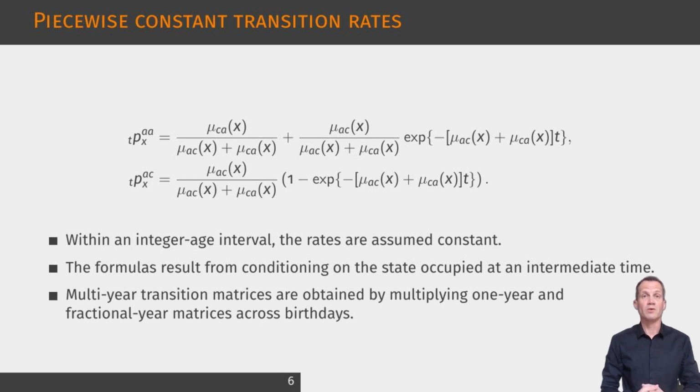Equations 4.4 and 4.5, developed in the chapter, give the corresponding probabilities when the initial state is unemployment. For longer periods, crossing several birthdays, the rates may change from one age interval to the next. The chapter therefore builds the transition matrix by multiplying fractional year and full year matrices across successive integer ages.